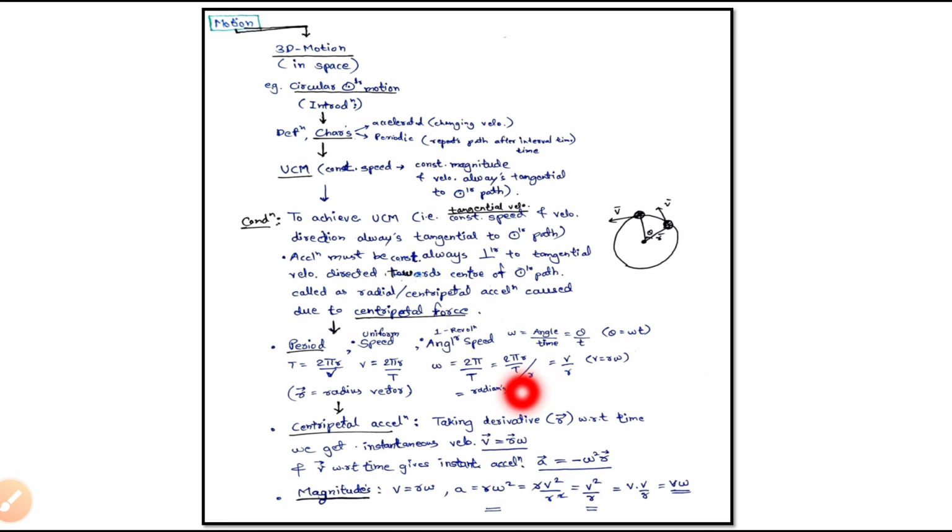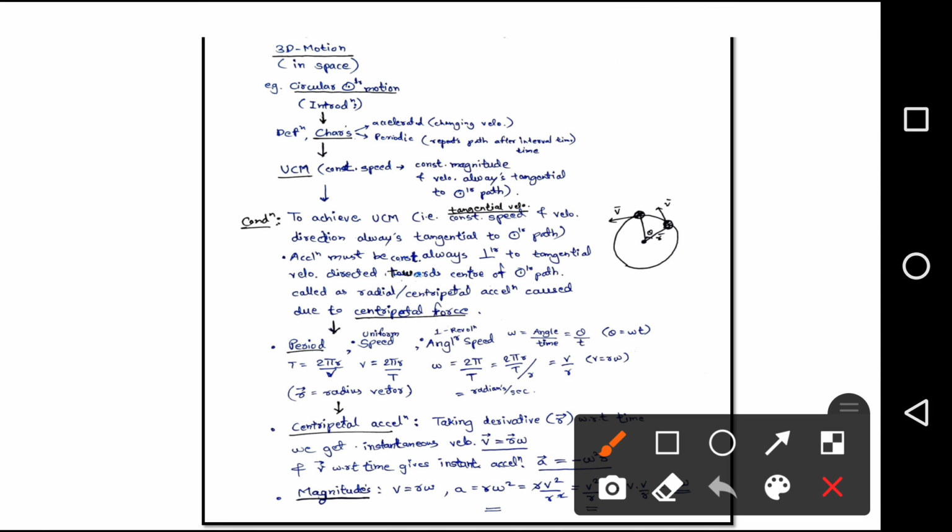Further, if we take the second time derivative of this position vector r, that is, the time derivative of instantaneous velocity, we get the instantaneous acceleration. A is equal to minus r omega square, as you see here.